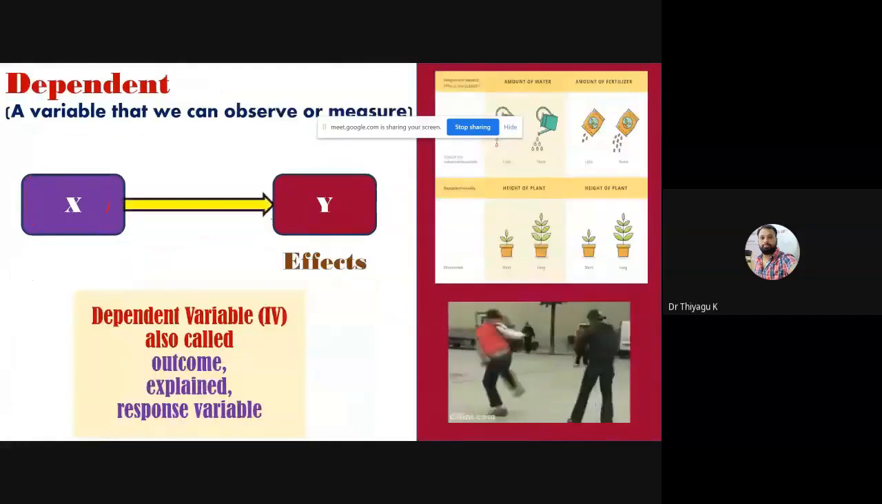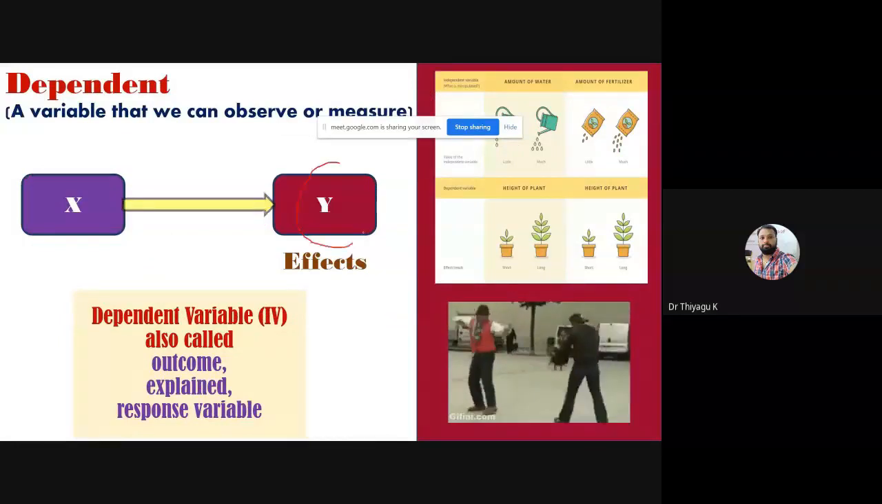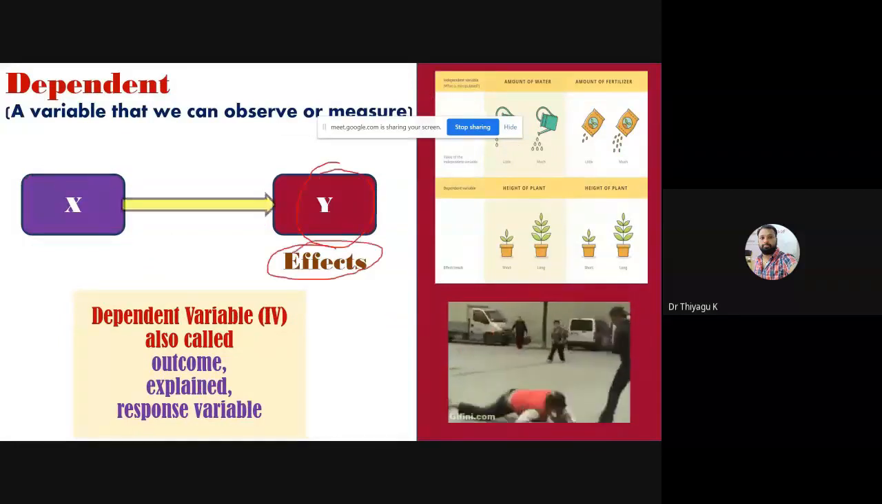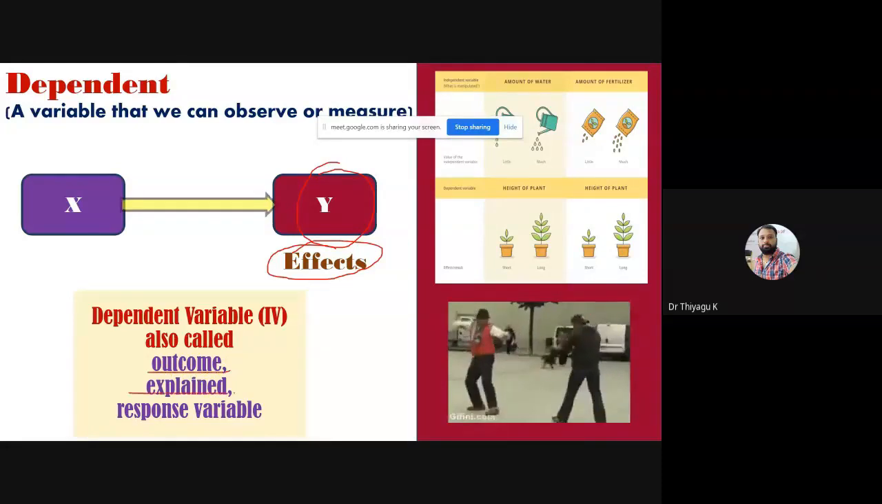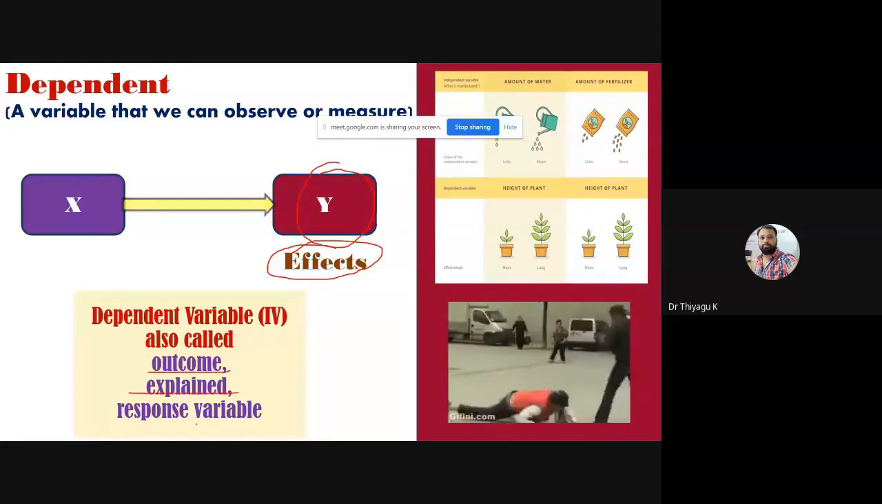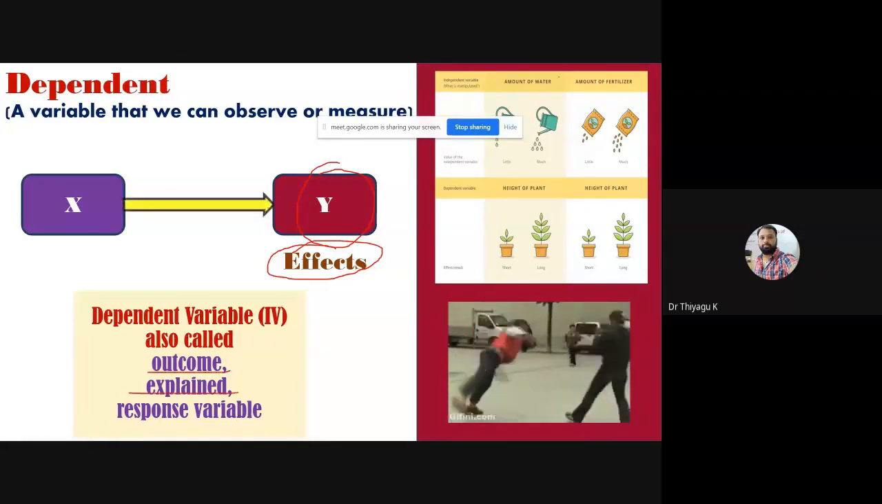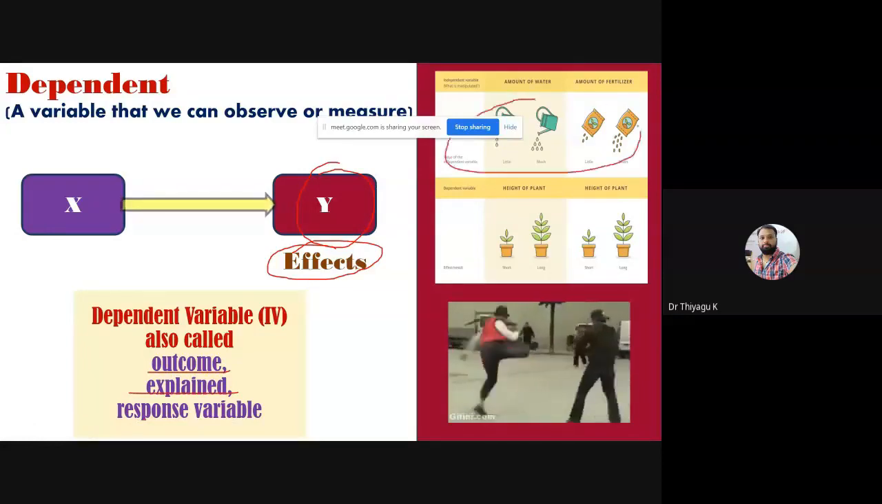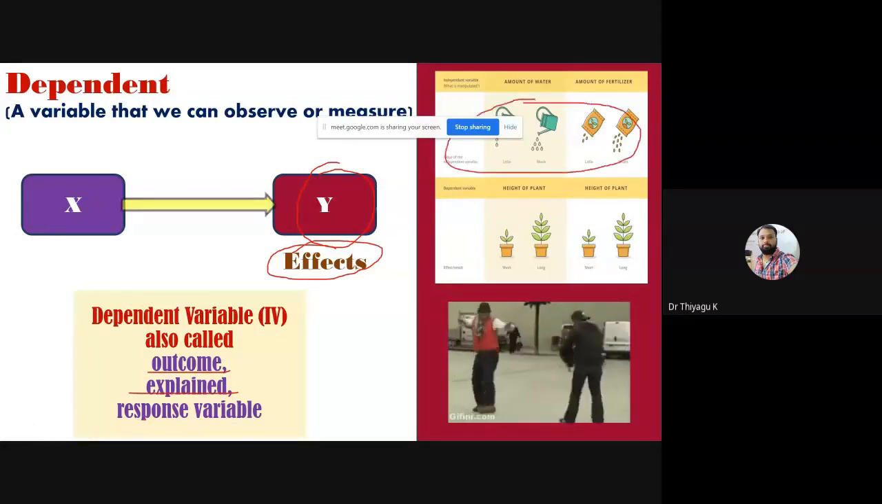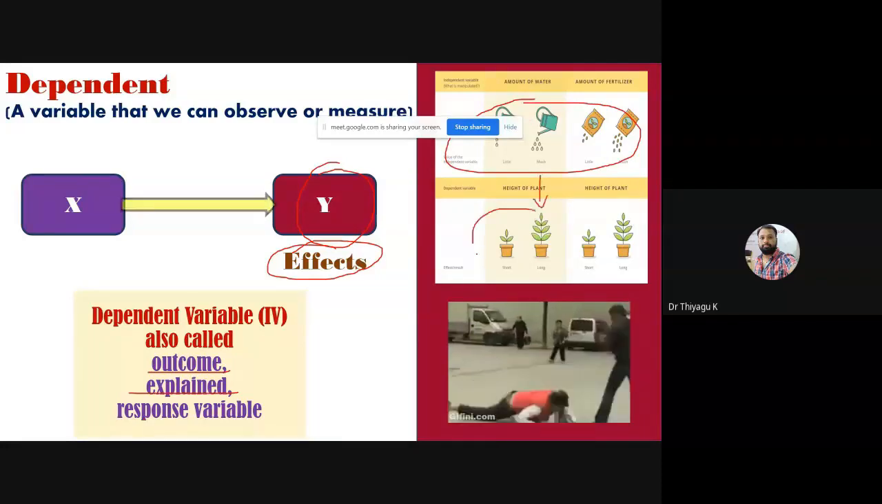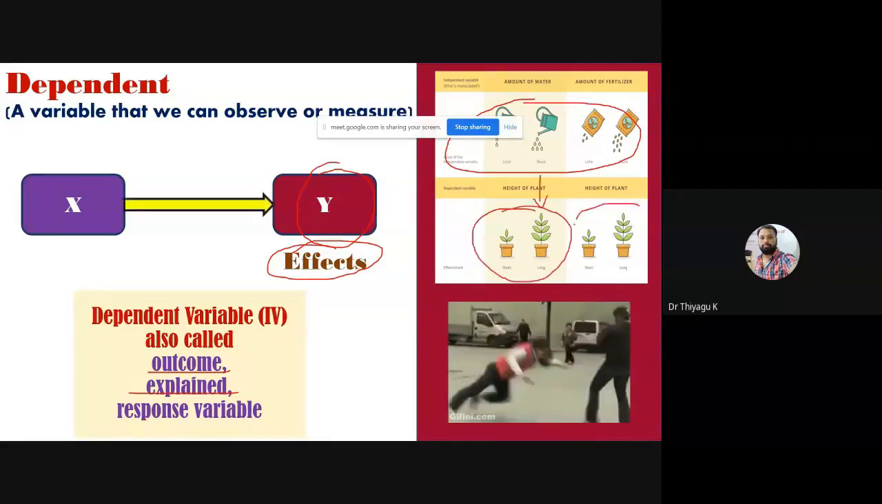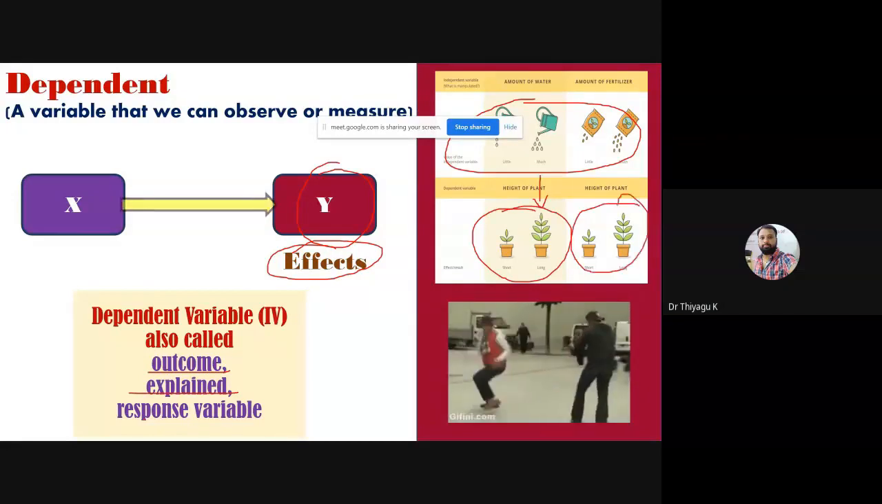Now I move to the dependent variable. Here y is the dependent variable, called the effector. We may call it the dependent variable or affected variable. The variable has different names: outcome variable, explained variable, and response variable. In this example, we already discussed the independent variable. Based on the independent variable's influence, the effect you are going to find is the plant height or plant growth that you are going to measure.